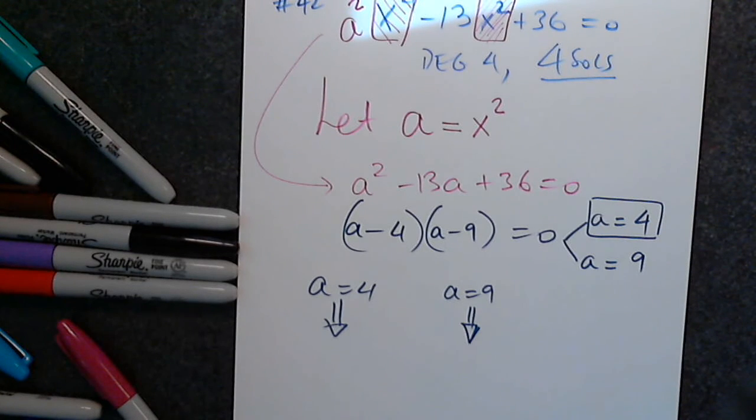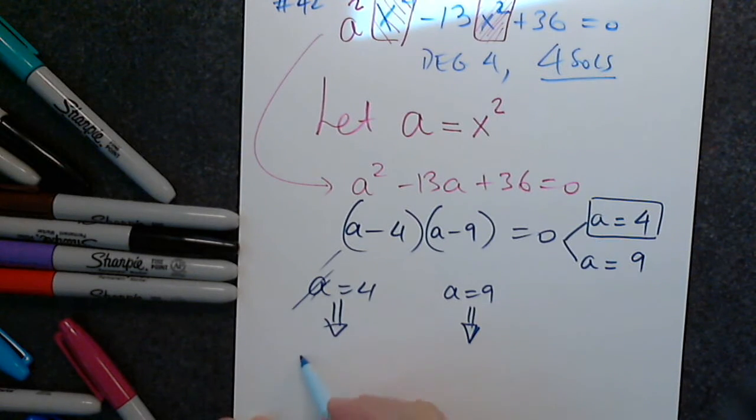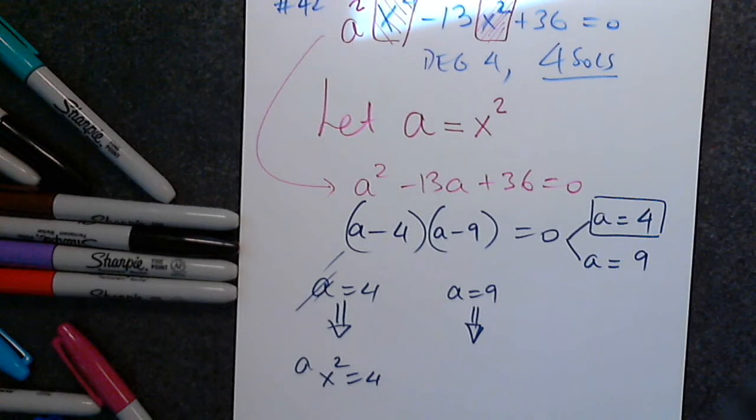What equation is A equals 4? Please dictate. x squared equals 4, that's it. Because A is x squared. So I go back and replace A by x squared and get 4. And the other equation is x squared is 9. Exactly.